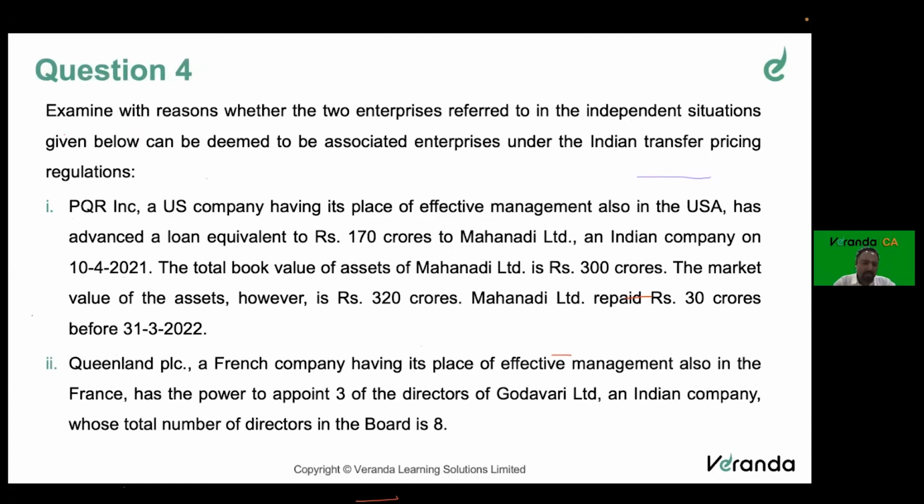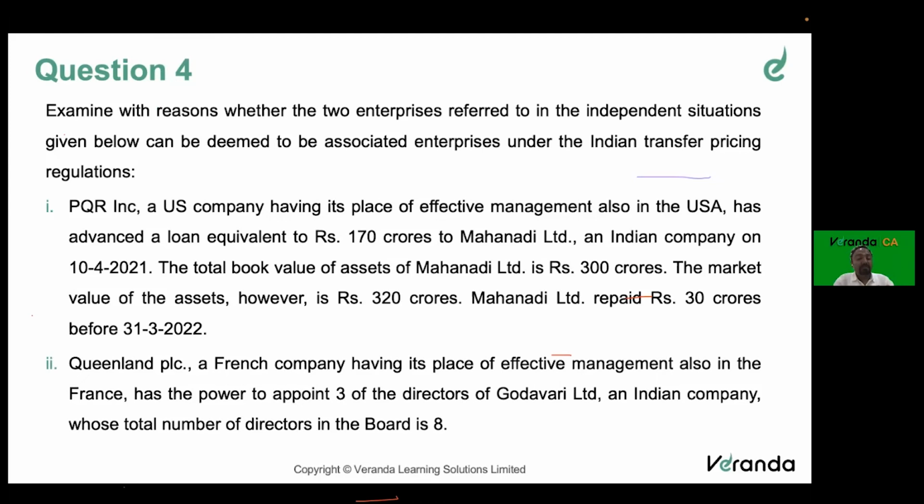So as we said, when is someone called an associated enterprise? They are called associated enterprises whenever there is some influence on management, control, or capital. If there is some influence on one of these three, they become associated enterprises. If there is no influence on management, control, or capital in all these three situations, then automatically it will be considered as not associated enterprises. So that's the first thing.